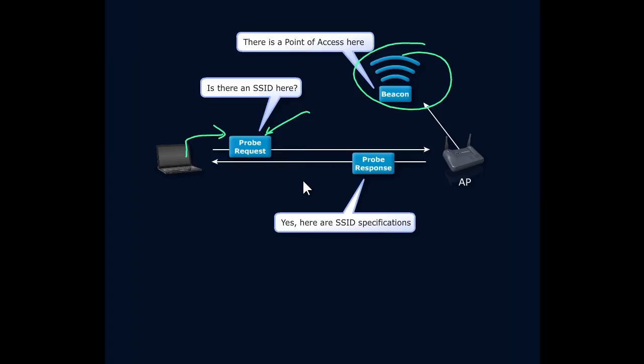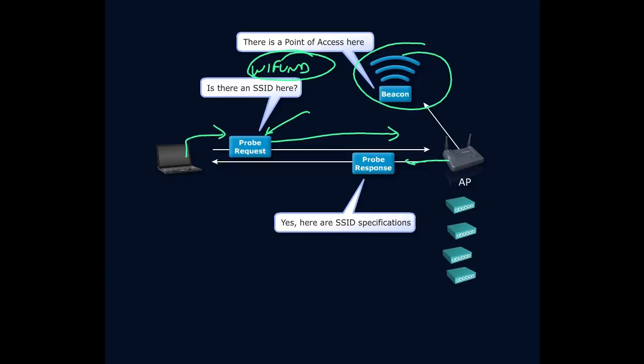We can also do what's called an active scan. That's where I know the specific name of an SSID. So I want to go to an SSID called Wi-Fund. That's the name of my wireless network. I know that service set identifier. So I ask that, the probe response can come back, oh yes, Wi-Fund is here, but of course all the other access points that might be in the area that are not Wi-Fund will not respond back to that probe request, so I don't see them. Again, it's much more targeted and specific.